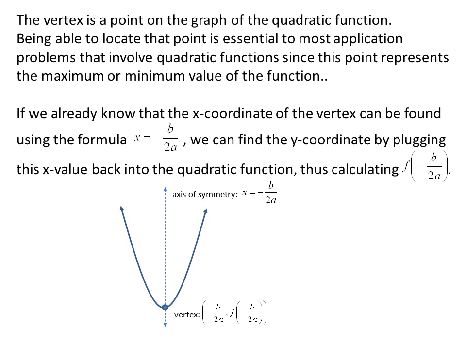The vertex is a point on the graph of the quadratic function. Being able to locate that point is essential to most application problems that involve quadratic functions, since this point represents the maximum or minimum value of the function. If we already know that the x-coordinate of the vertex can be found using the formula x equals negative b over 2a, we can find the y-coordinate by plugging this x value back into the quadratic function, thus calculating f of negative b over 2a.